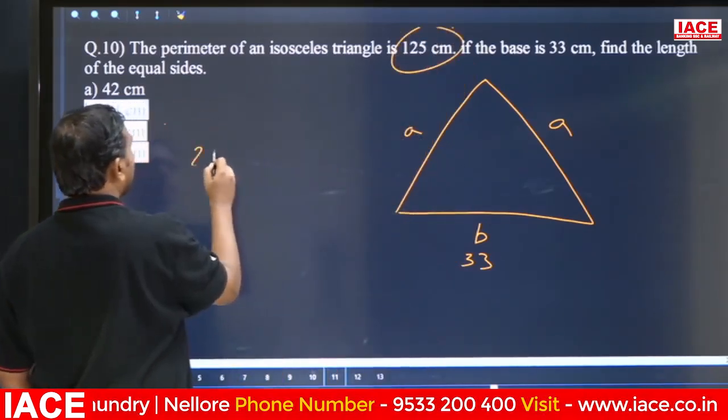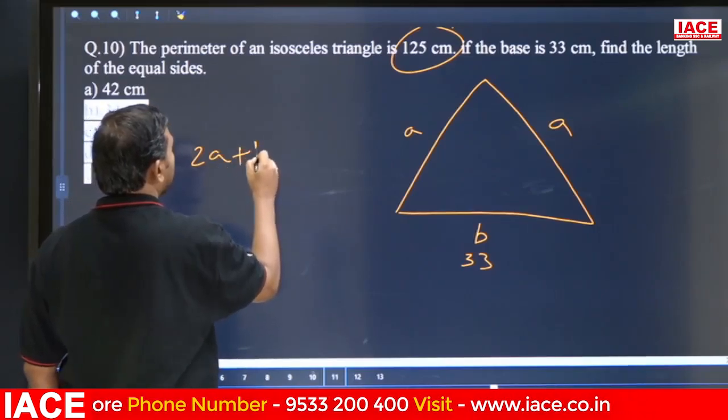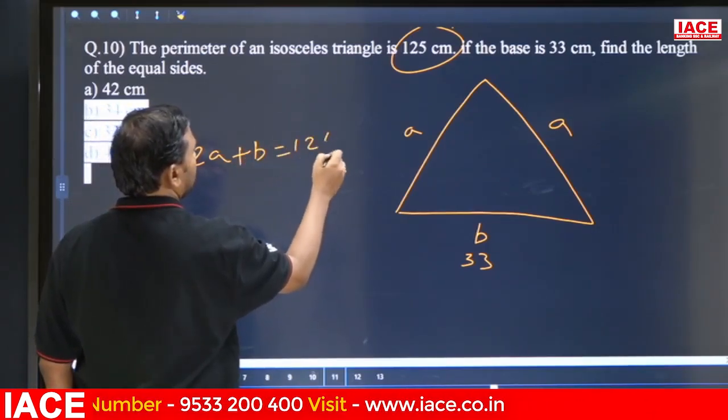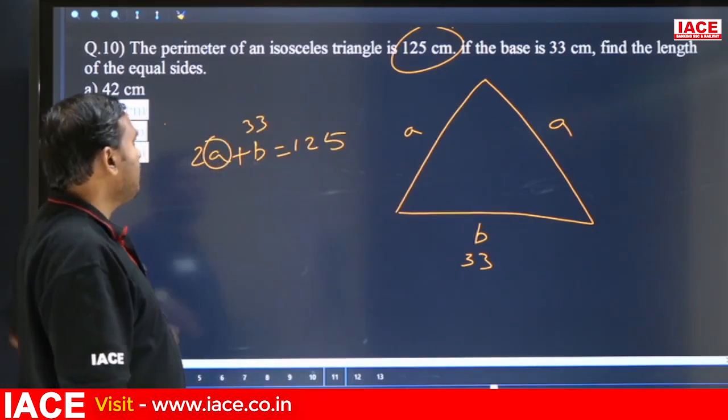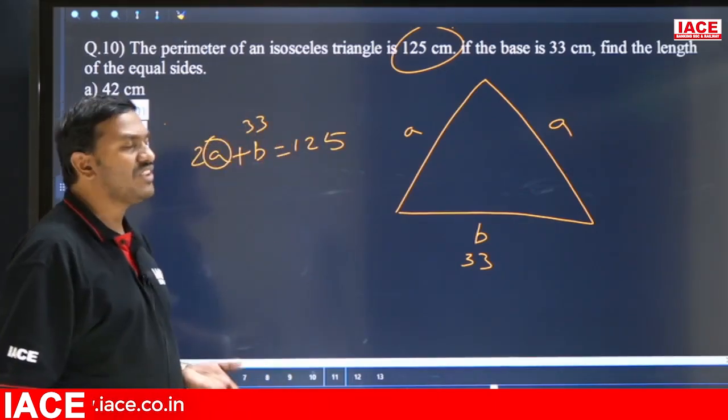125. That is, 2a plus b is 125. B is already given, 33. Find the value of a. That's it, very simple. 2a plus b is 125. B is already given. We have to find a.